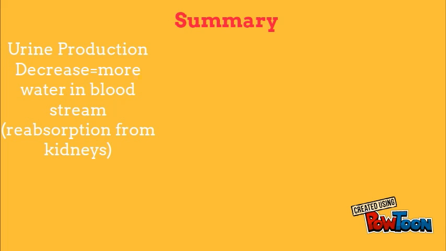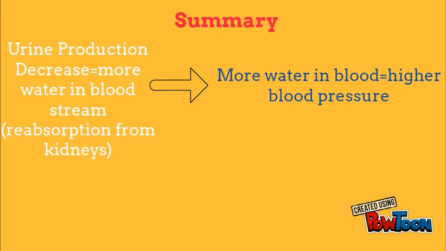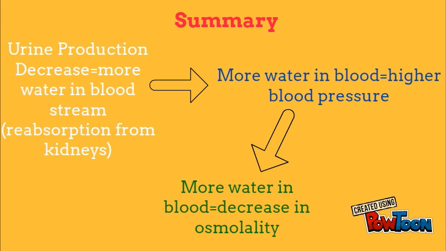Because urine production is decreased, there is an increase of water reabsorption. This adds water to the blood, increasing the volume of circulating blood. This assists in elevating blood pressure. As water is added to the blood, it dilutes the solutes in the blood and ultimately decreases osmolality.